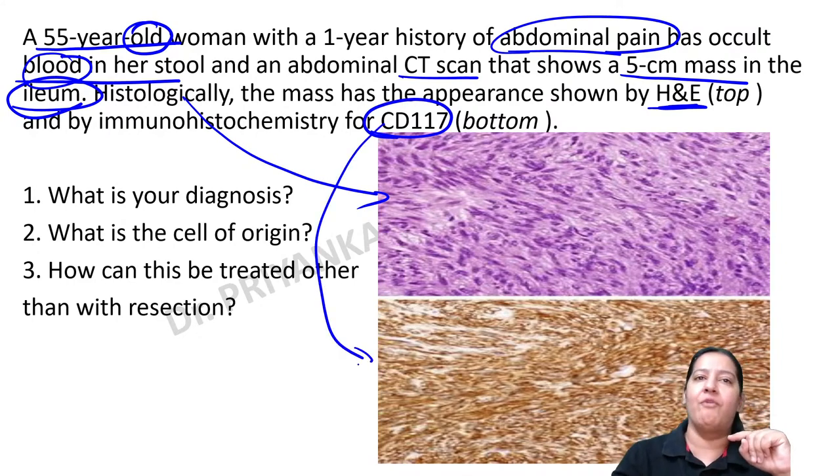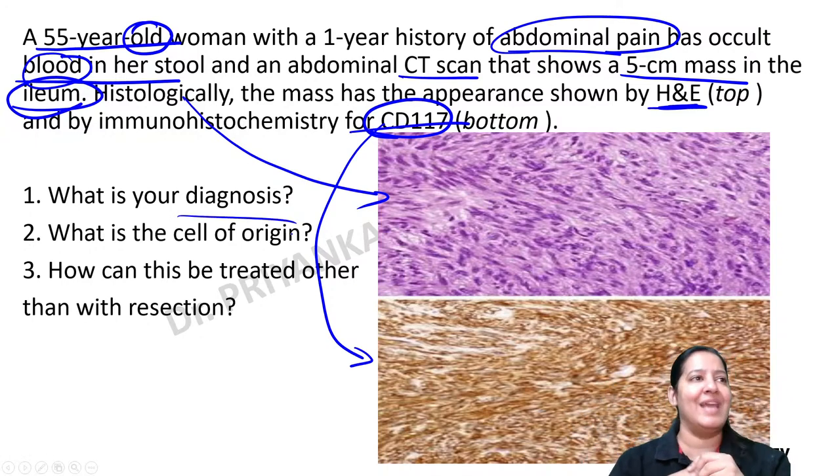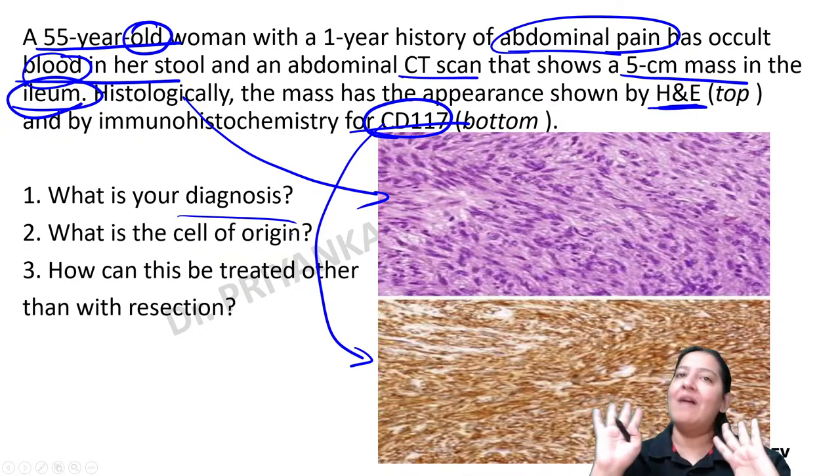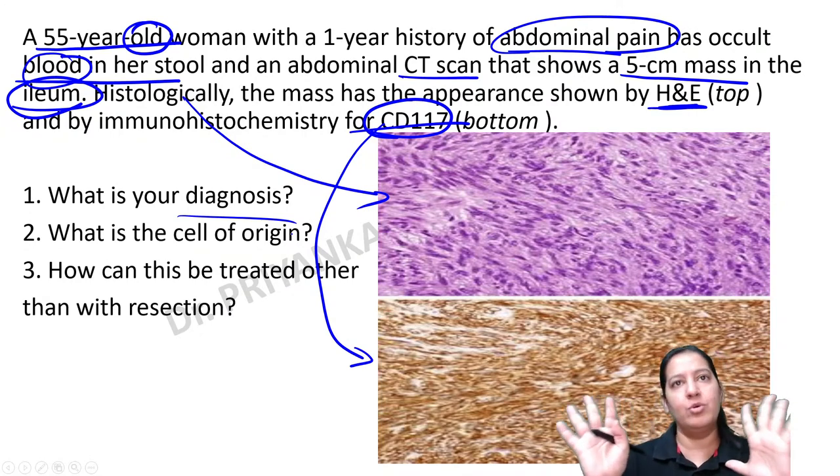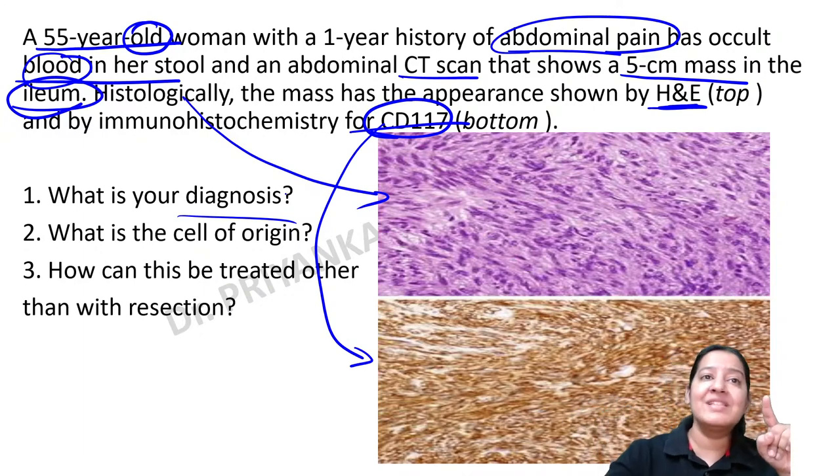It is a marker of what? Don't see the image. If you know what CD117 is a marker of, tell me the diagnosis. Can any one of you? Yes, Dr. Priyanka, you are absolutely right. So you should know the image also. I will explain the image also. But CD117 is a marker of what?